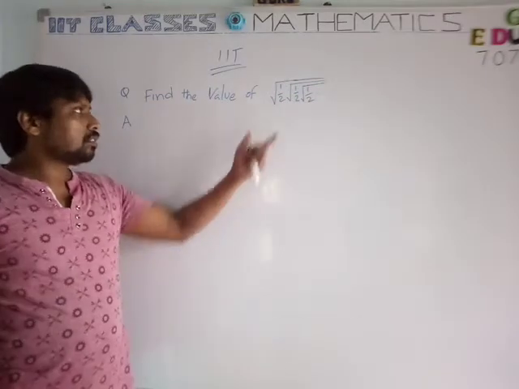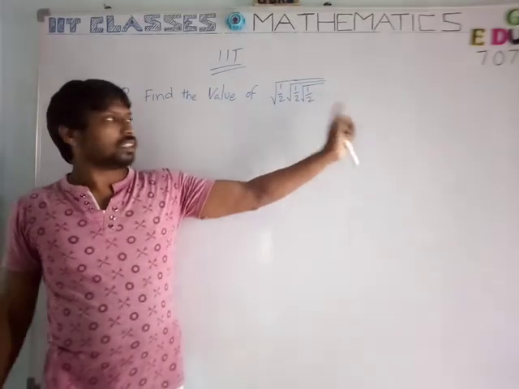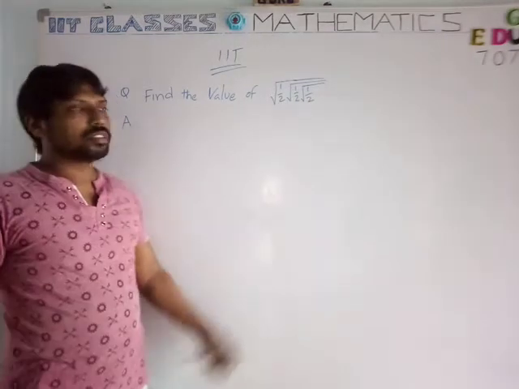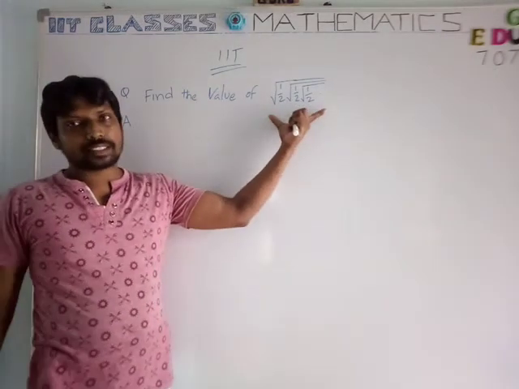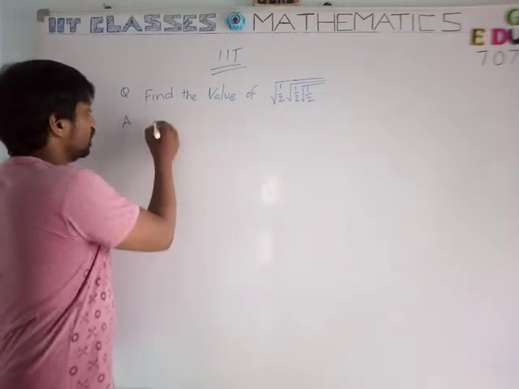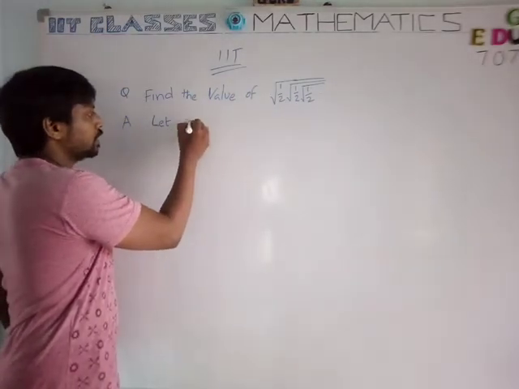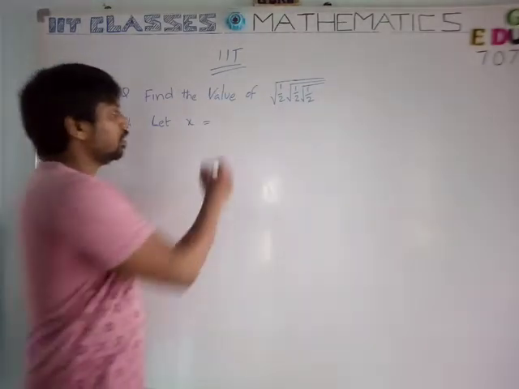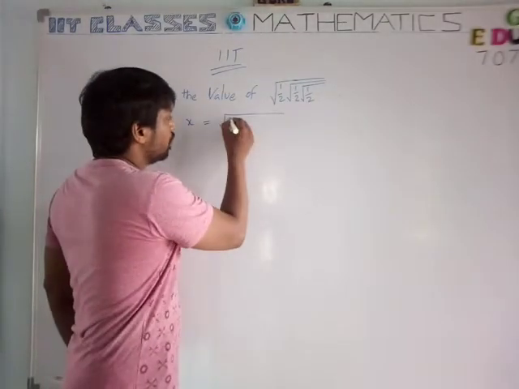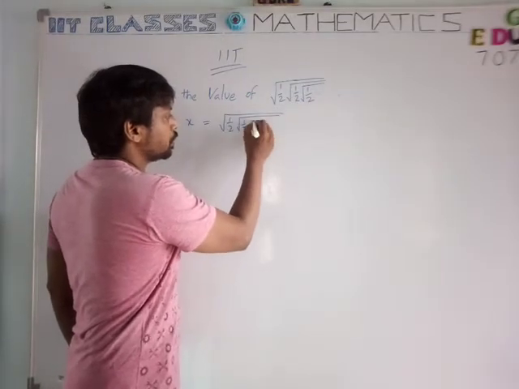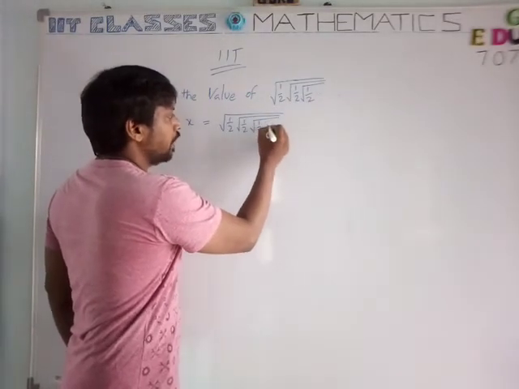Here observe, this is a continuous process up to infinity. So this term, let's say x. Let x equal to root over 1 by 2 into root over 1 by 2 into root over 1 by 2 into, and so on to infinity.